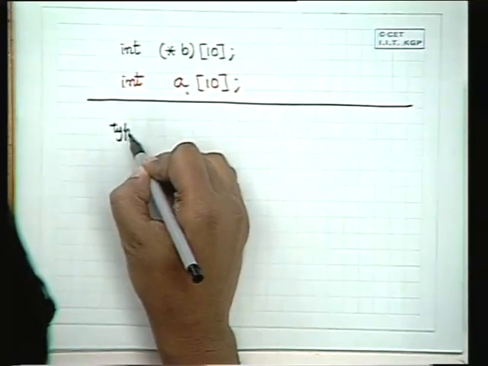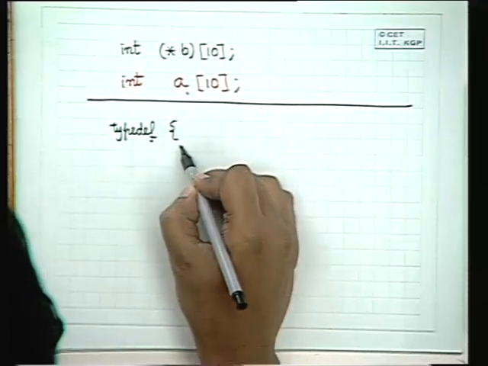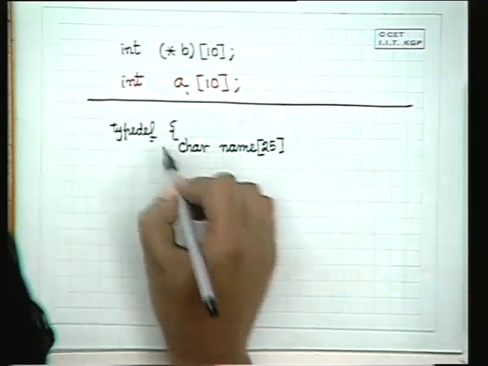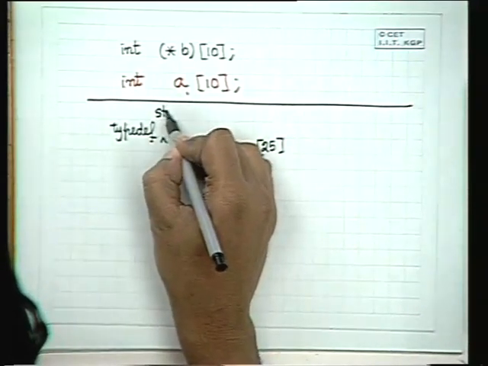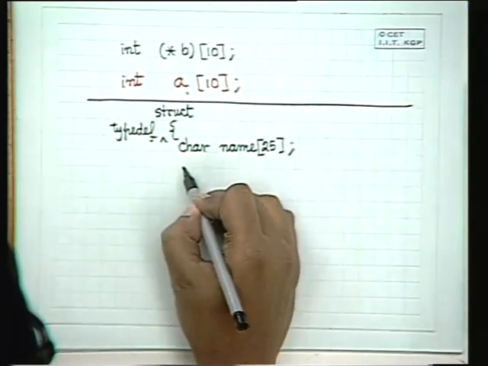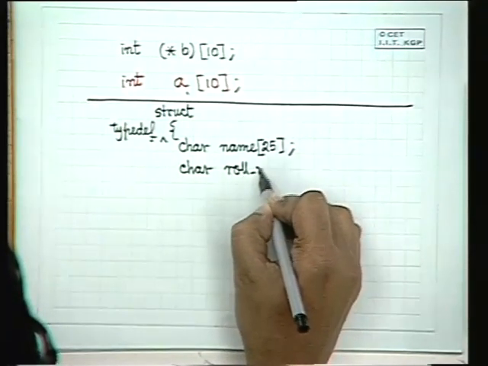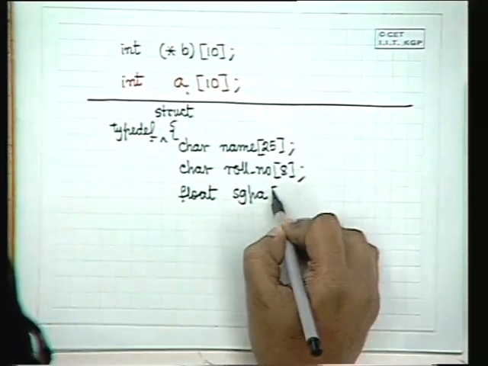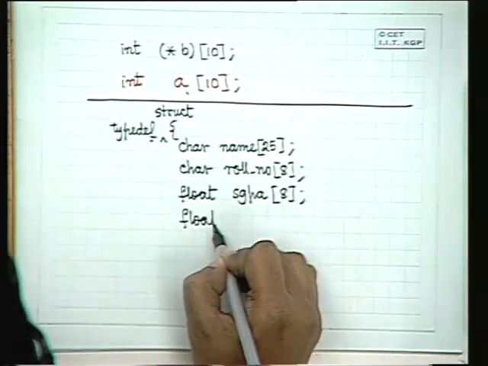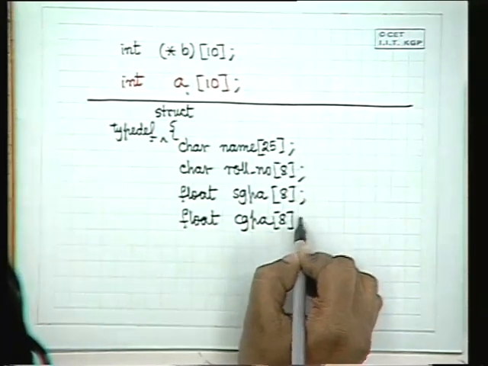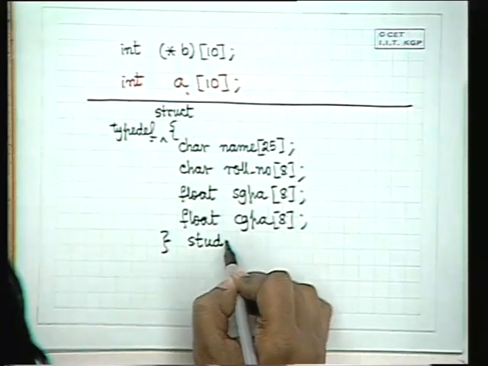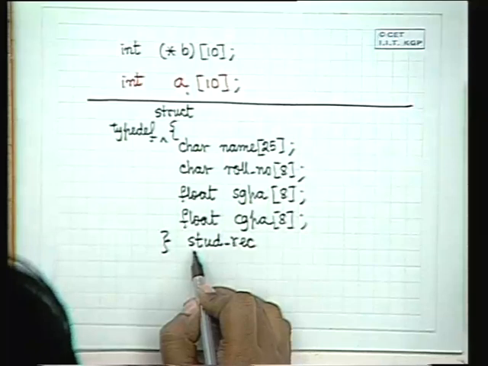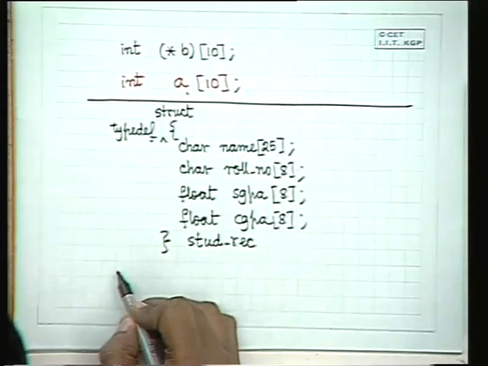So we will do a typedef. Typedef struct has to be written. Char name 25. Char roll number 8. Float SGPA 8. Float CGPA 8. This is what we had defined. Anyway, I think we also got this definition before. And if you don't want to, this is just a type declaration, and you can define studrec.